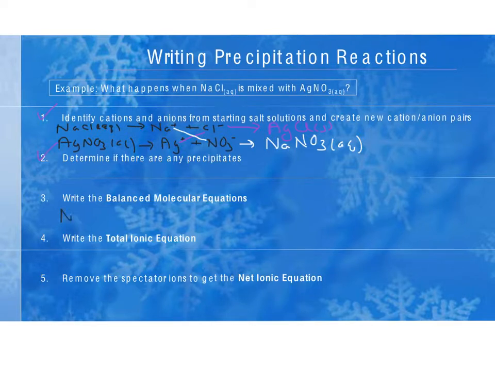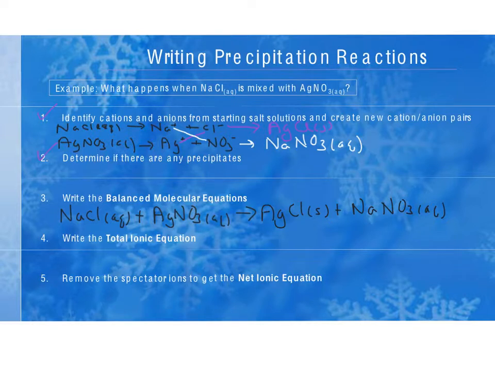So we have NaCl, and the subscripts are important, so you have to write them, plus the silver nitrate, going to form, and on the right-hand side of the equation, we put our salts that we identified. So what we have are AgCl, which is our solid, plus NaNO3, which is our aqueous species.